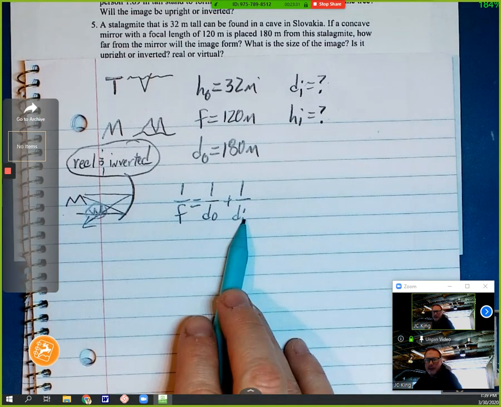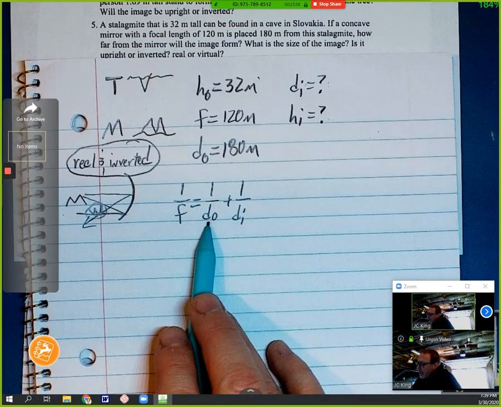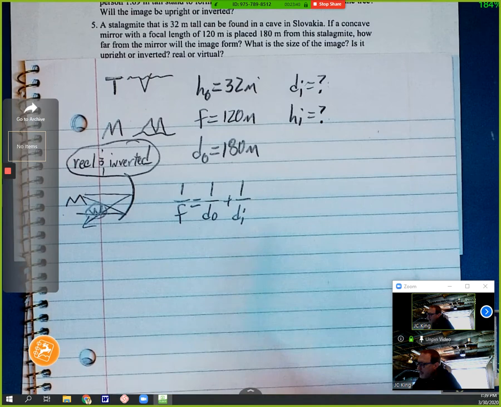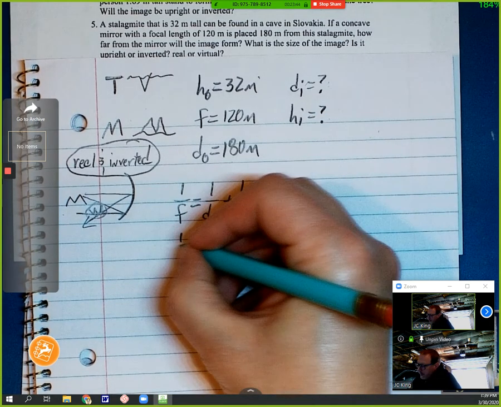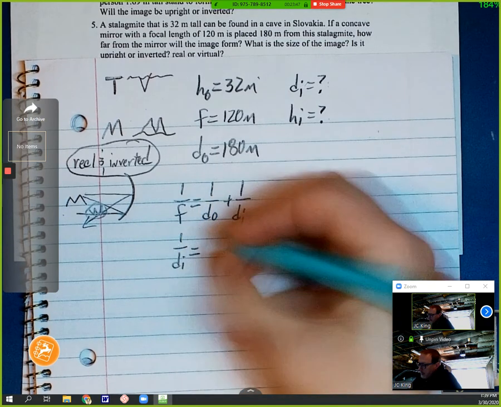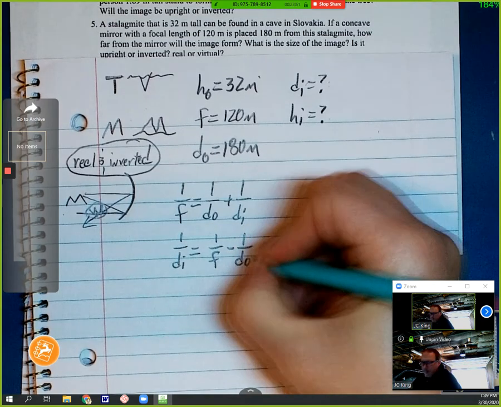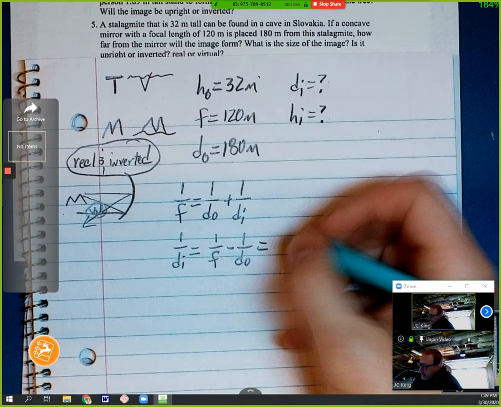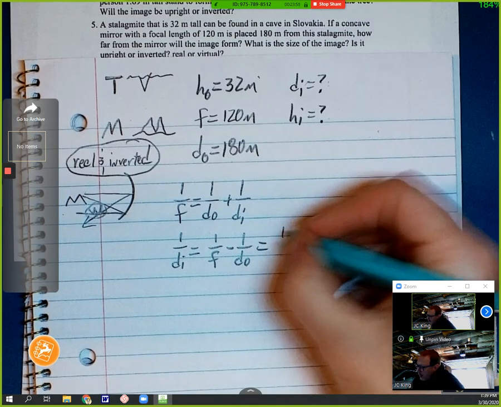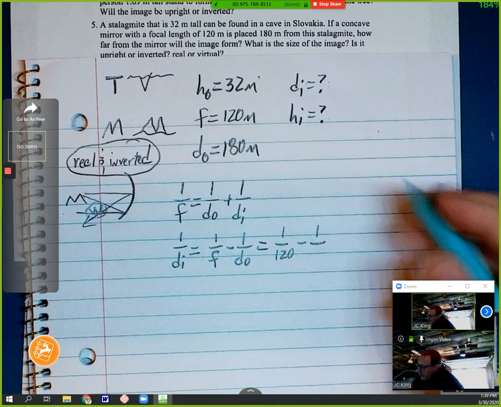Let's do like we did on one of those problems. I think it was problem number 1, the one that made sense a little while ago. And let's isolate this by itself. So we're going to say that 1 over di equals 1 over f minus 1 over do. At this point, we can start plugging in some numbers. So that's going to be equal to 1 over 120 minus 1 over 180.